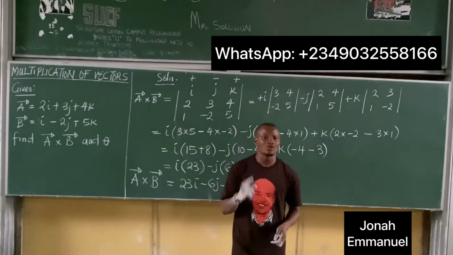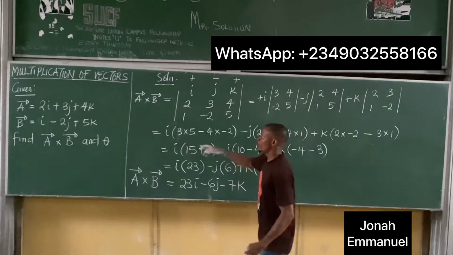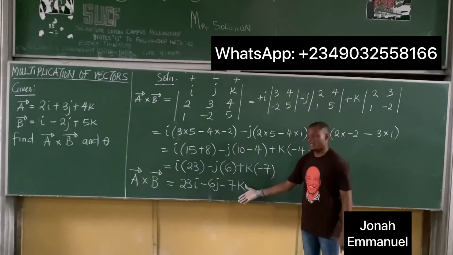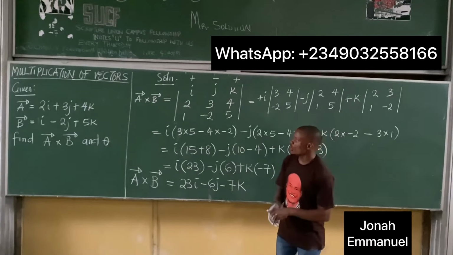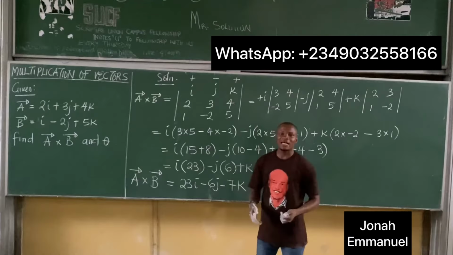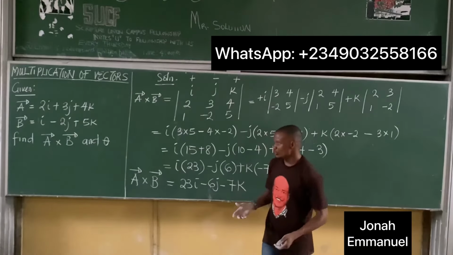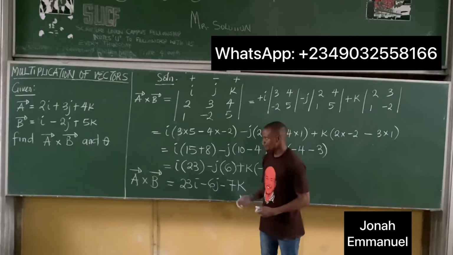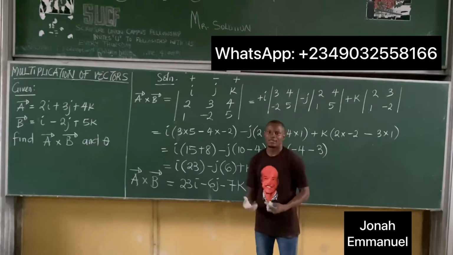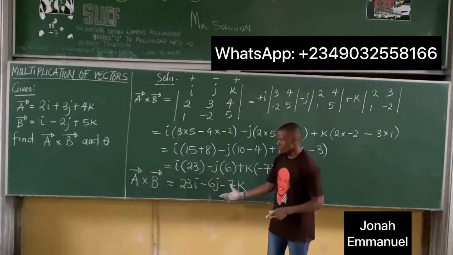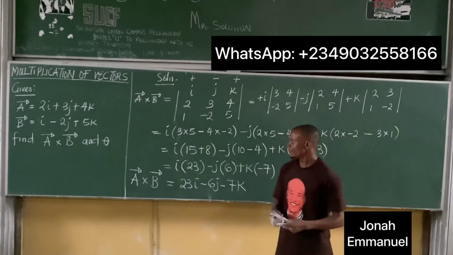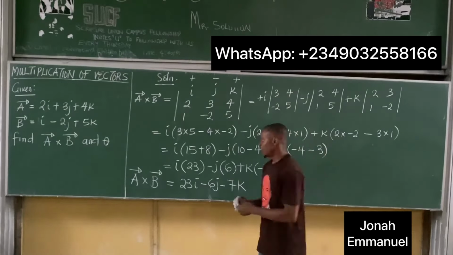Now, what you should note is this. When it comes to cross product, your final answer is in vector form, as you can see here. Unlike what we did with dot product, in dot product, your final answer will be just one number. That's it. Alright, so this can become the cross product, in case you're asked to find the magnitude of the cross product.